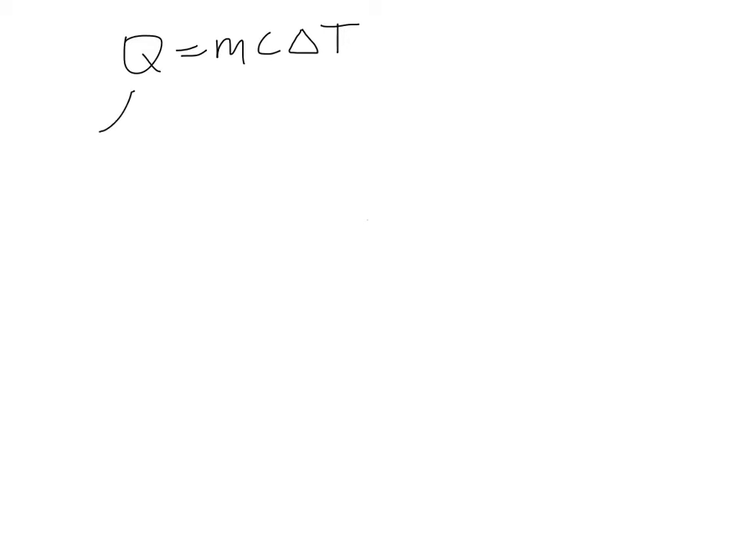So what does Q stand for? Q is heat, so we're going to be able to measure the amount of heat. M is for mass. C is the specific heat of a substance. We know the specific heat of water is 1. And delta T means change in temperature.